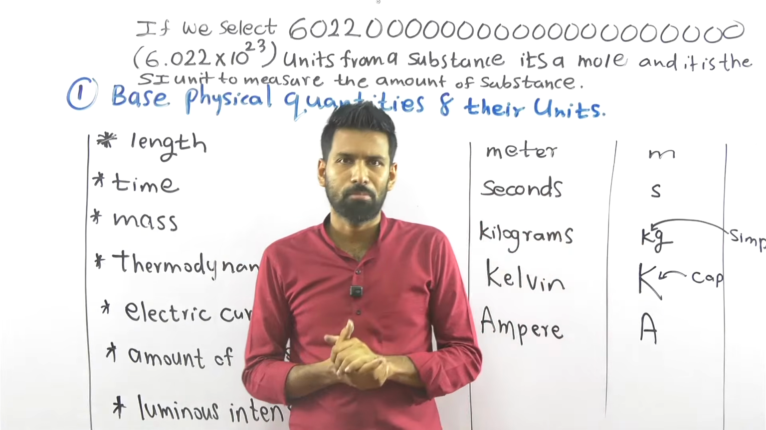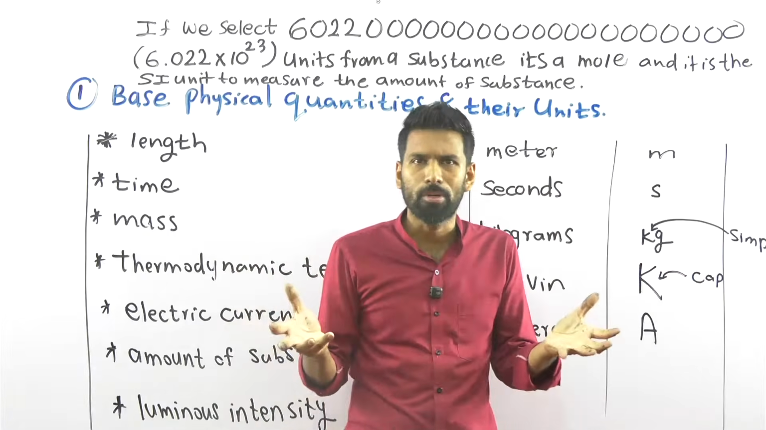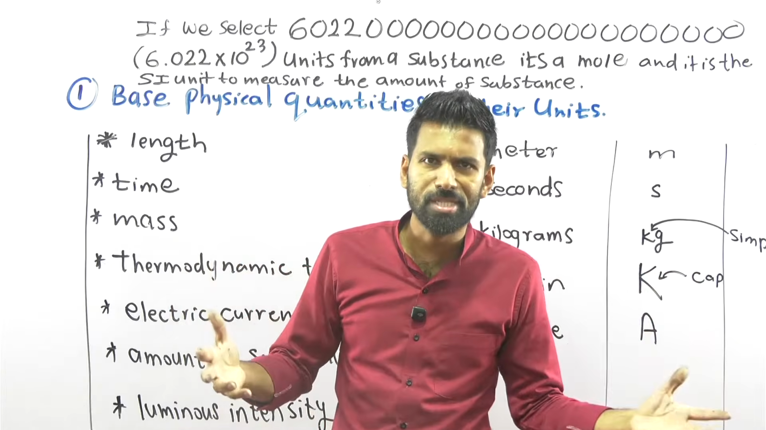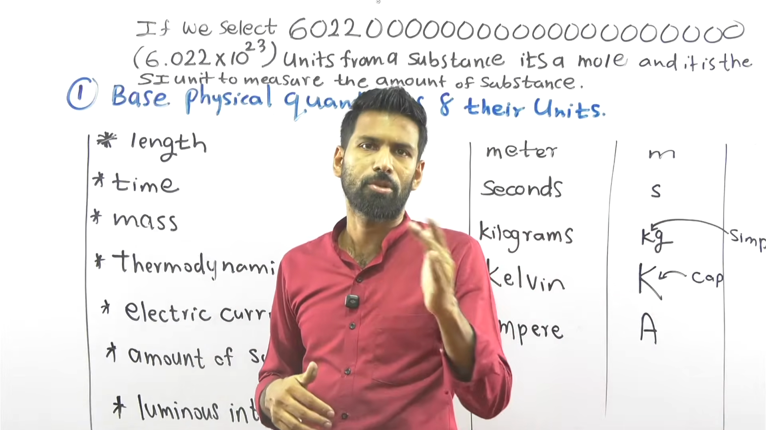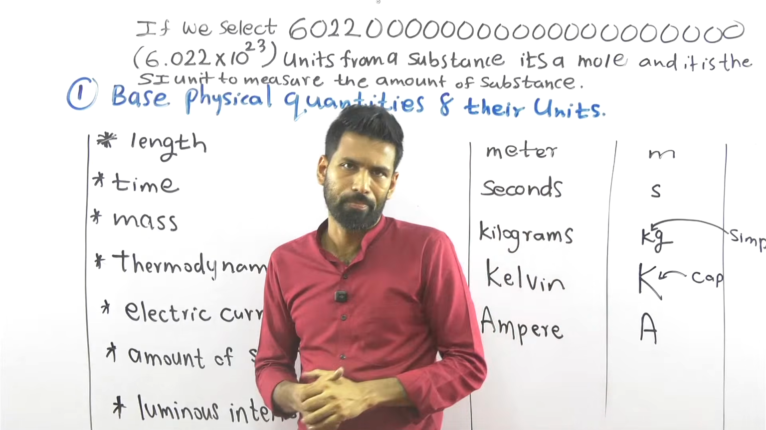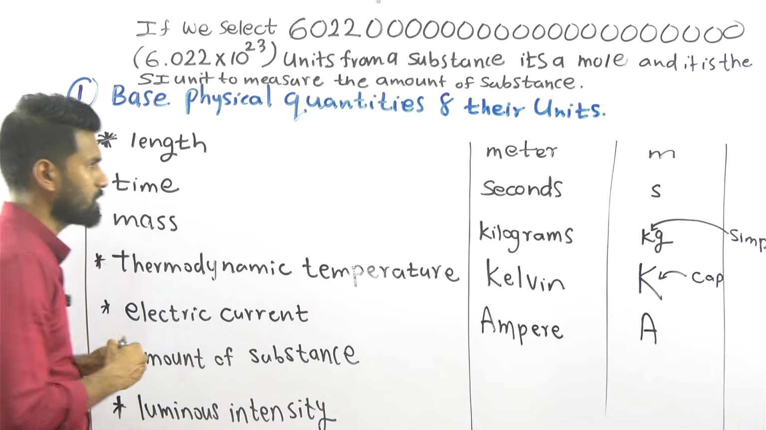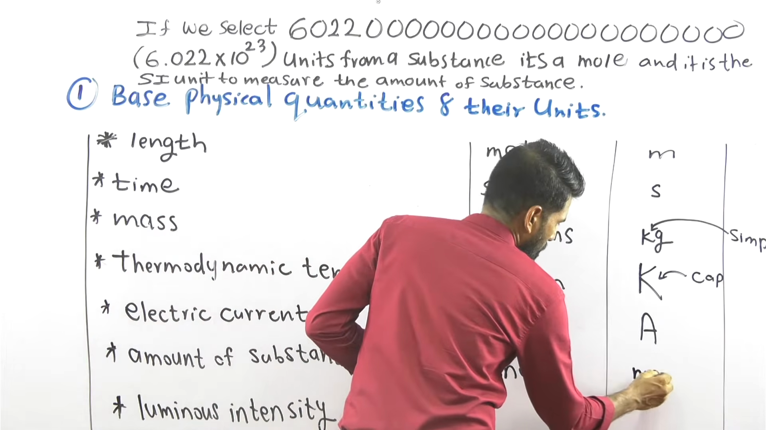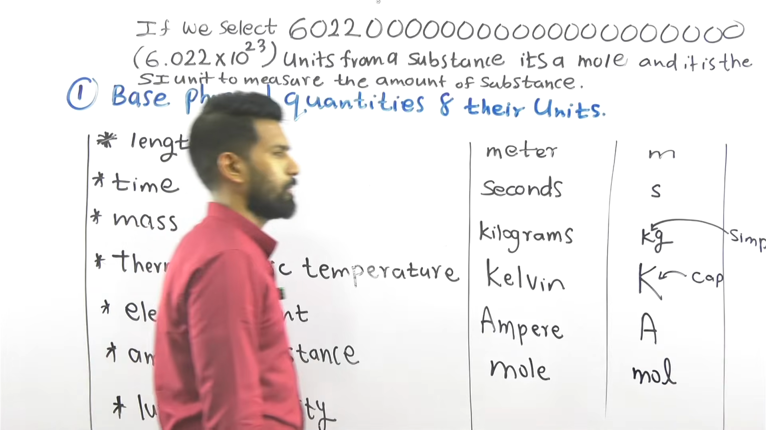So amount of substance, whatever the substance, stands for the amount that it contains. Pair, dozen, likewise the SI unit is mole. 1 mole is equal to 6.022 times 10 to the power 23 items of that certain thing. So here amount of substance is measured by mole, and the symbol is mol.